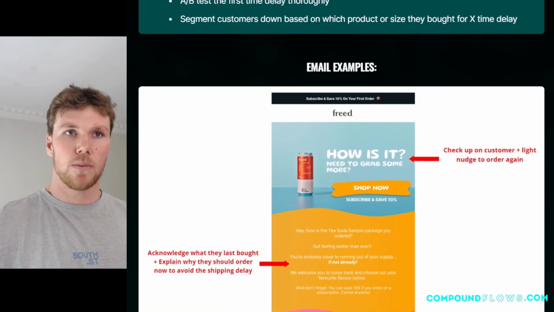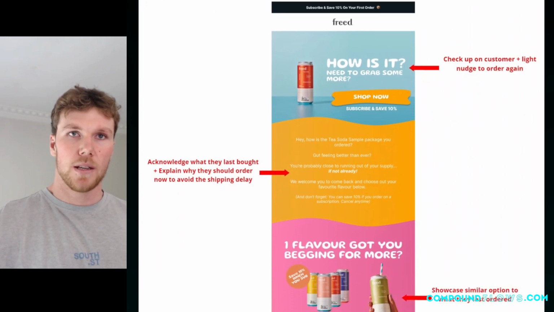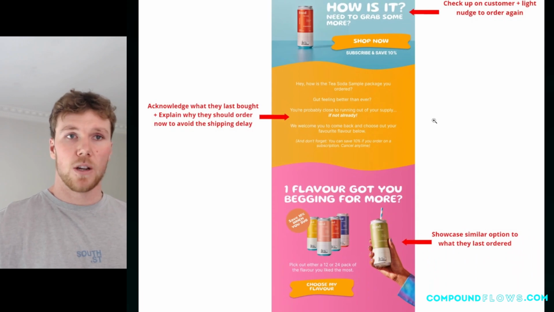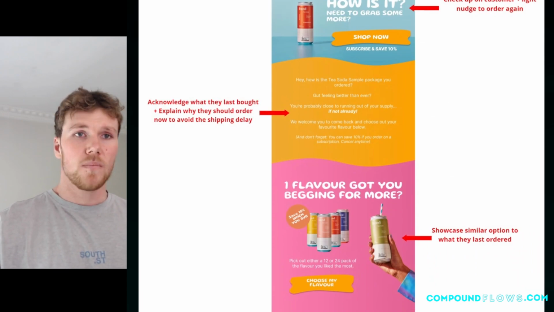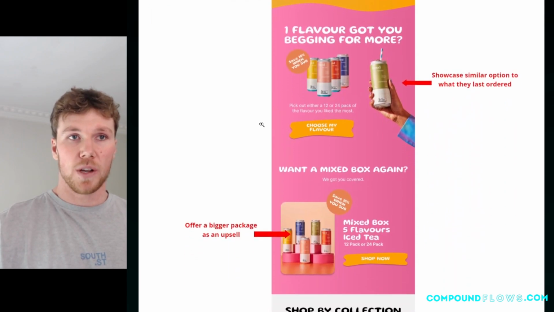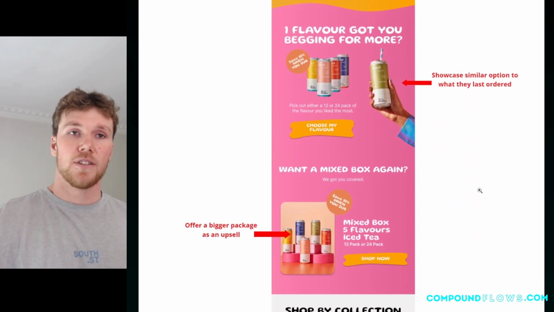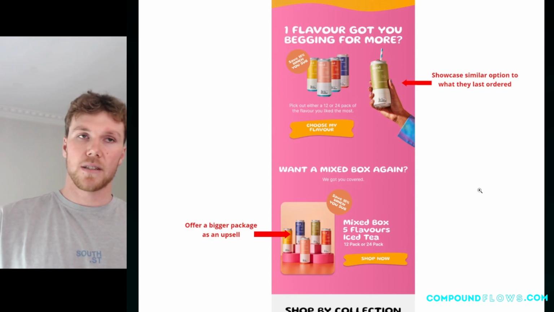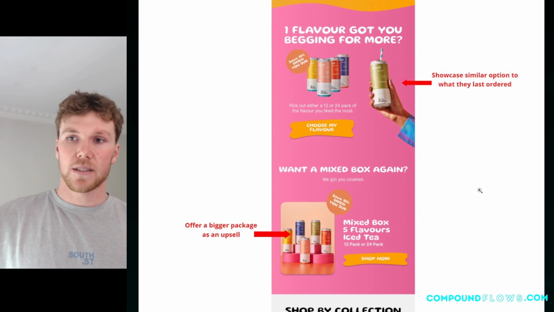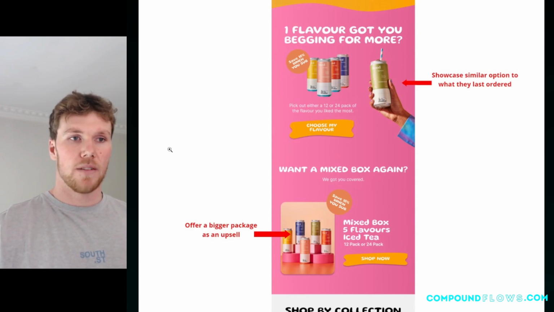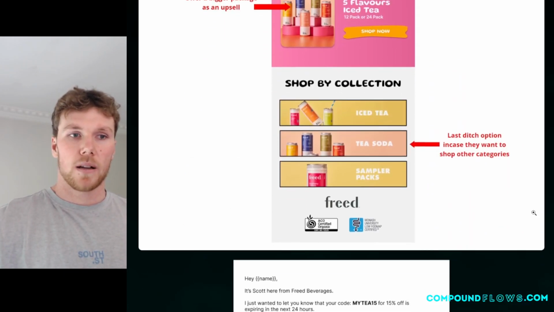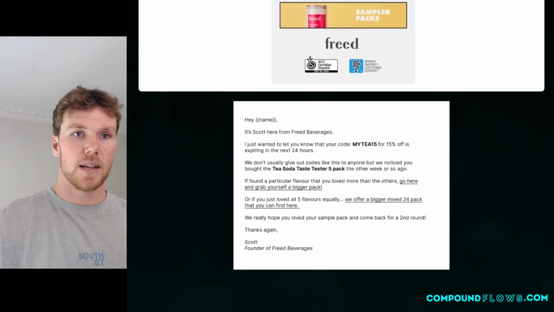So here are some examples. Again, this is a beverage company. Give them a light nudge to order again. Just acknowledge that, hey, they've already bought and they should buy now to avoid those shipping delays. And then you go into showcasing your products again. For this brand in particular, what they did was send out a sample package, and then this is the email to upsell them and even get them a bigger box if they really liked it. Again, a Shop Now collection.